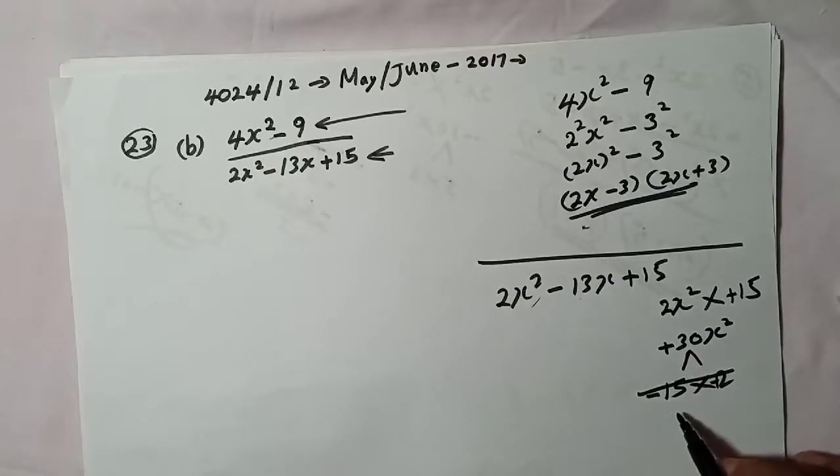Think of another method. 10 into 3. Let's do it this way. 10 into 3, right? That is 30. 10 minus 3 is 7, but 10 plus 3 is 13. That's why this will match.